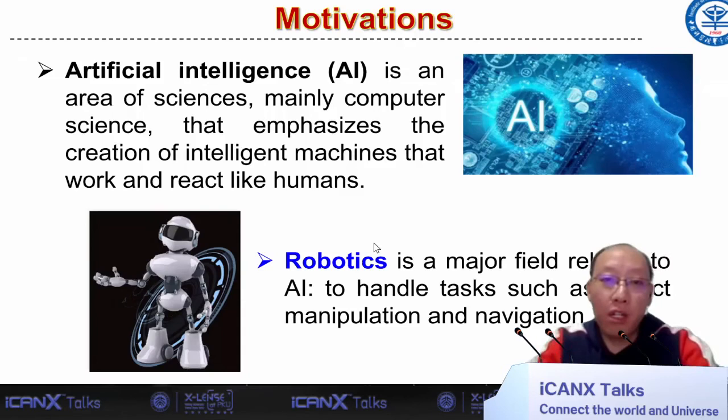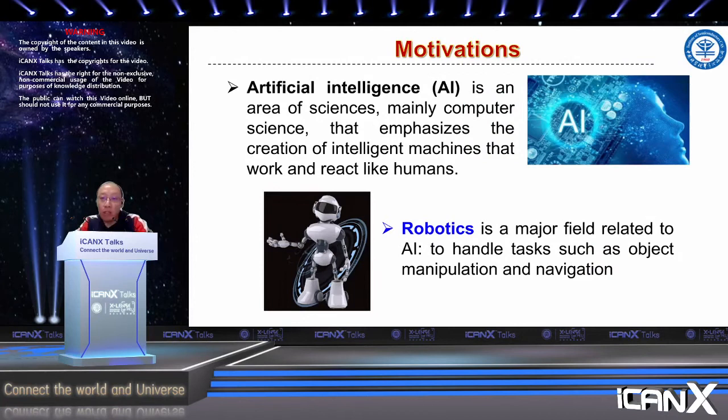First is the motivation. As you know, in recent years, artificial intelligence is a very hot topic for both industry and basic research. Artificial intelligence is a very complicated science area. It mainly focuses on computer science, and for AI, it mainly emphasizes the creation of intelligent machines that can work and react like human beings. Among artificial intelligence, robotics is the major field related to AI. We want to design and fabricate robots that can handle tasks such as communication and navigation like human beings.